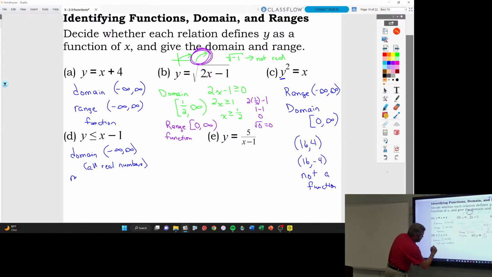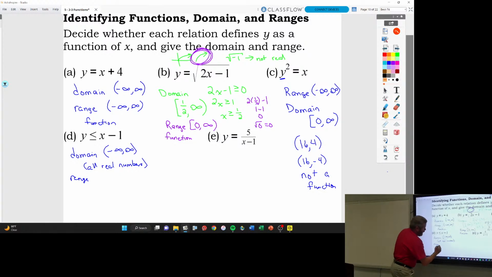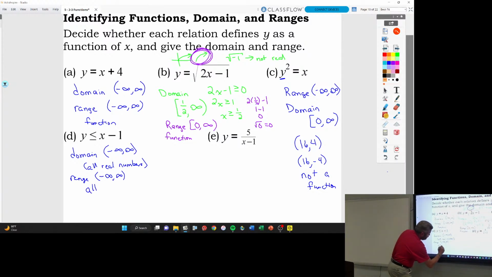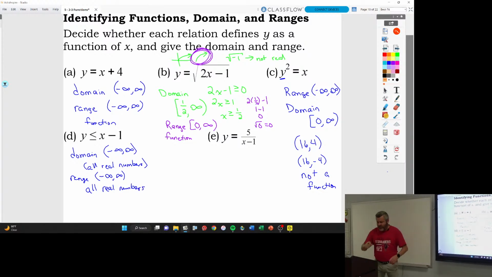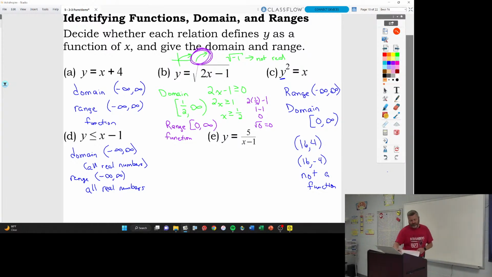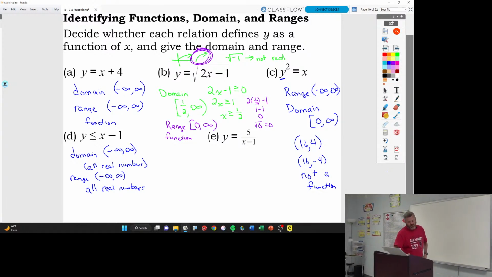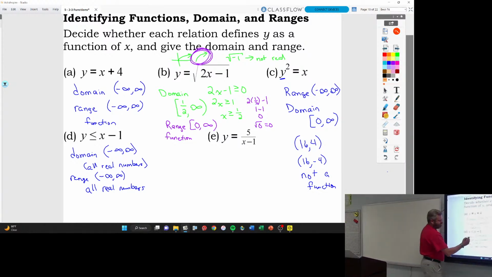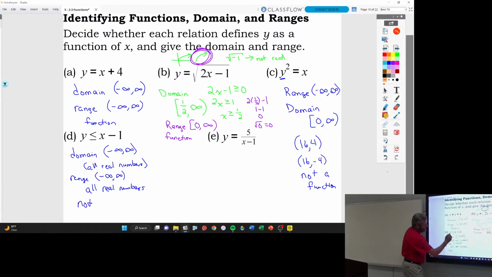And the range happens to be the same thing, negative infinity to infinity, which is the same thing, all real numbers. As far as this being a function, it's not a function. This is an inequality.